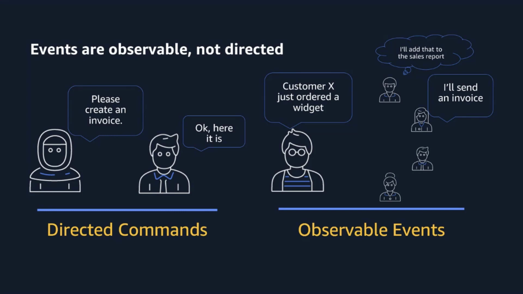In a command model, each command is explicitly used to a specific recipient. If you send a command to create an invoice, you wait for the response to come back with the invoice. Events, on the other hand, are merely observable by other systems.